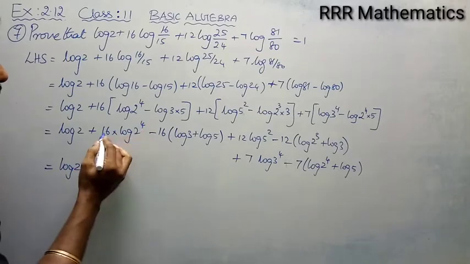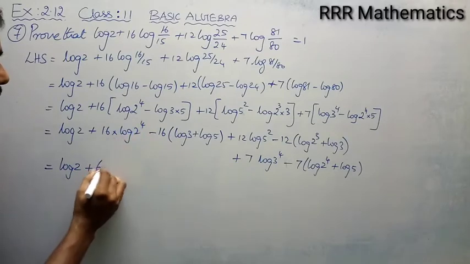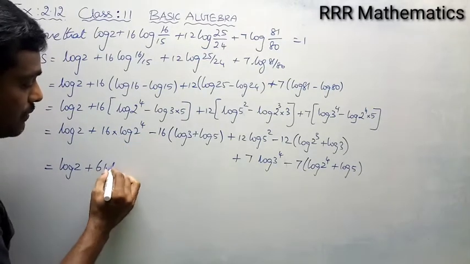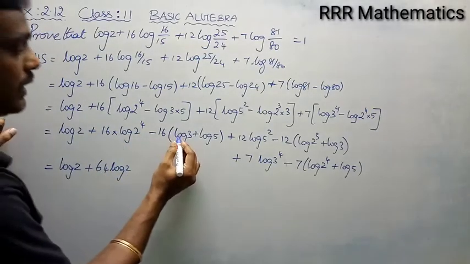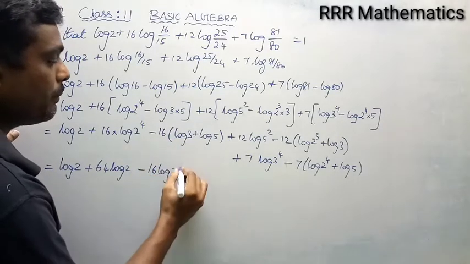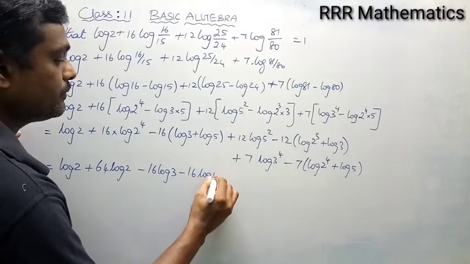Power rule, 4 comes to the front. 16 fours are 64, I multiply. Power rule, 4 will come front. 16 fours are 64 log 2. And 16 goes inside: minus 16 times log 3, minus 16 times log 5.